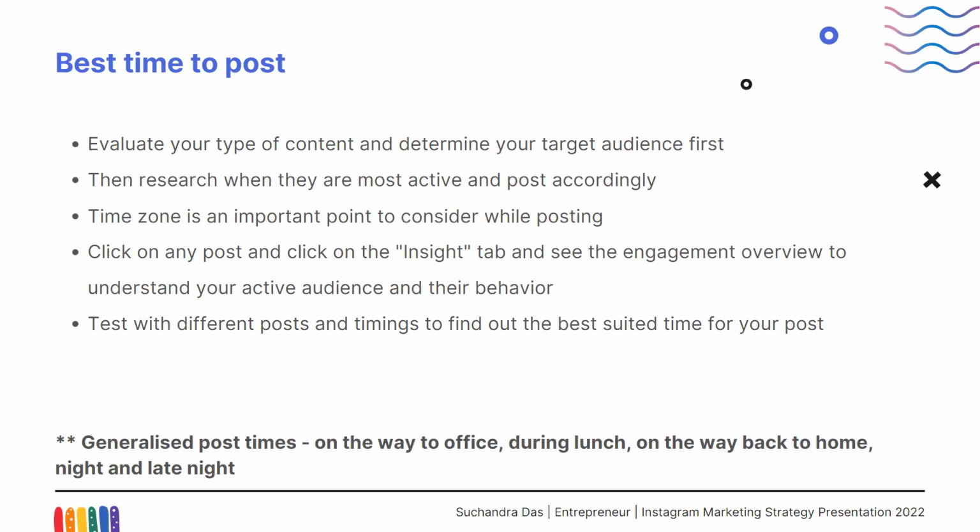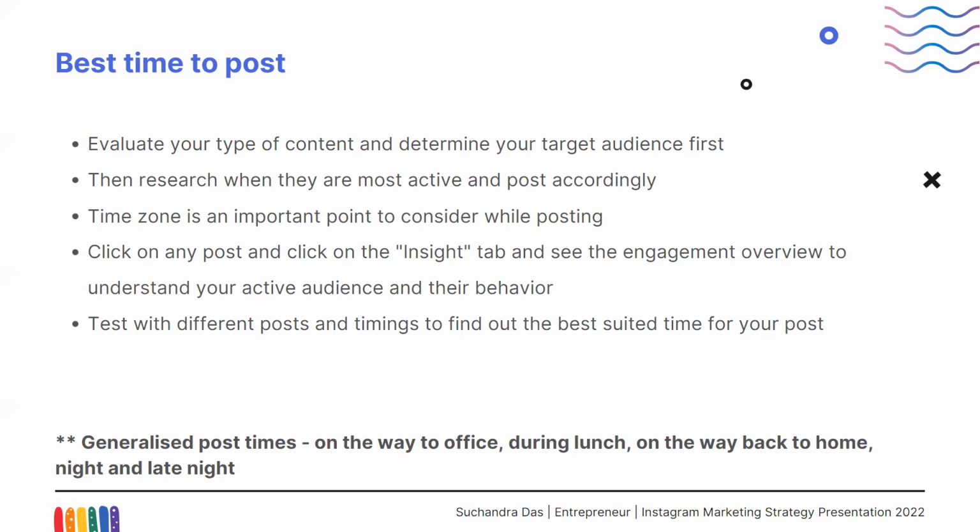Click on any post and click on the Insight tab and see the engagement overview to understand your active audience and their behavior. যে কোনো একটা পোস্টে তুমি ক্লিক করলেই দেখবে right hand side there is a tab called Insight. Once you click on that Insight, you will see organic reaches, when people interacted, how many people interacted, you will find all the details. And actually for Instagram you don't really need to go to the Insight tab, because whenever anyone is following you or liking your post or writing a comment under your post, you will get a notification. In Instagram that actually matters.